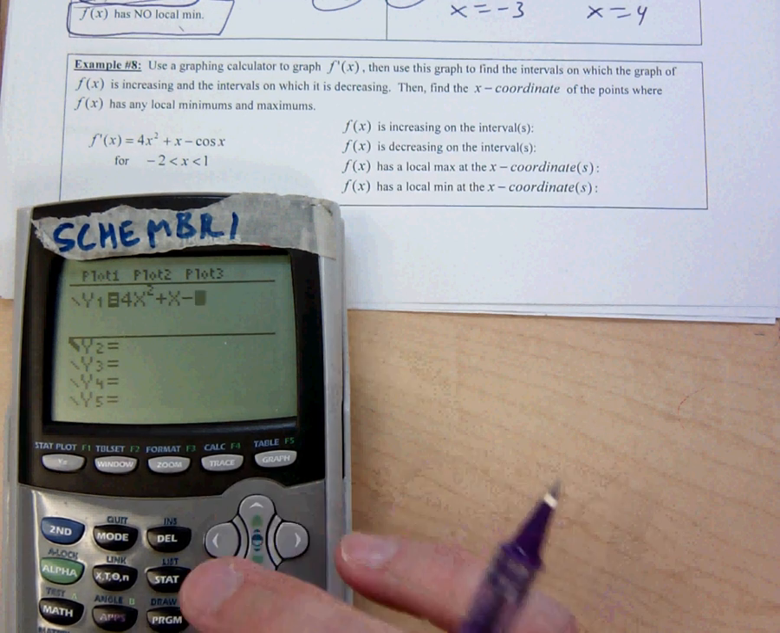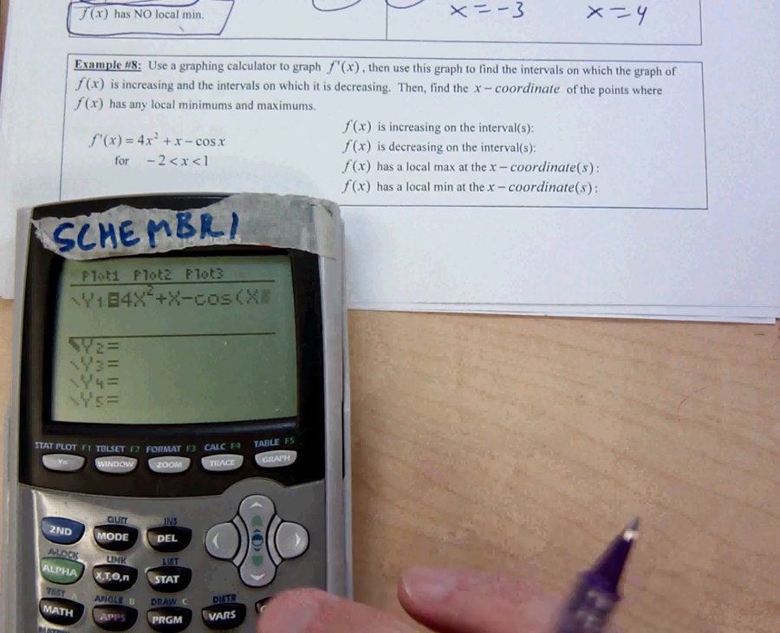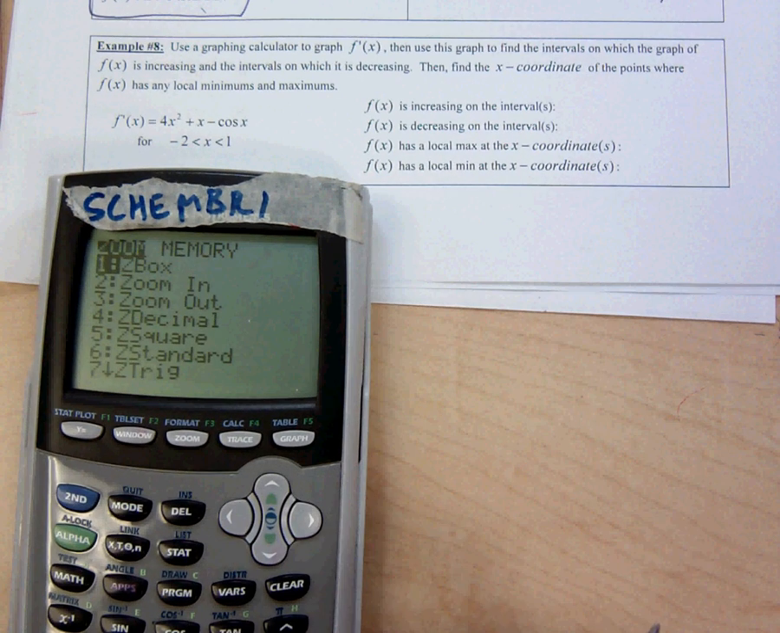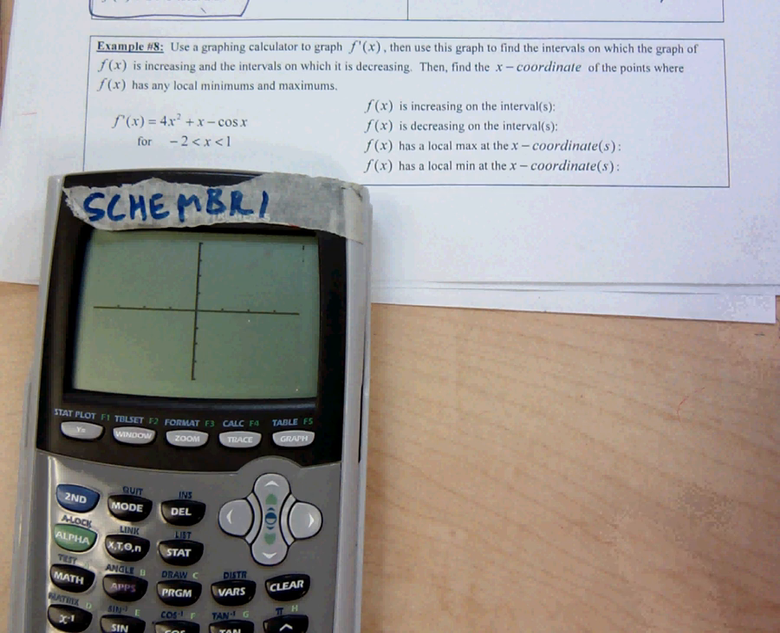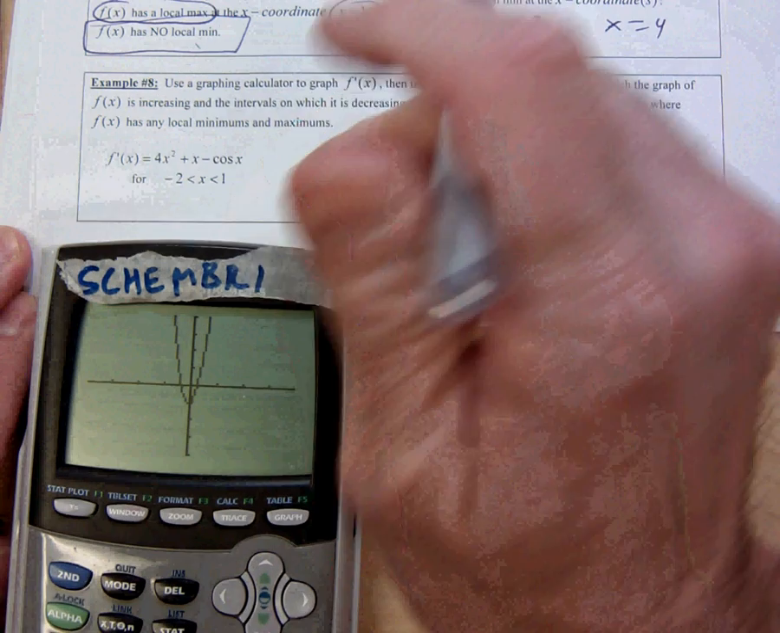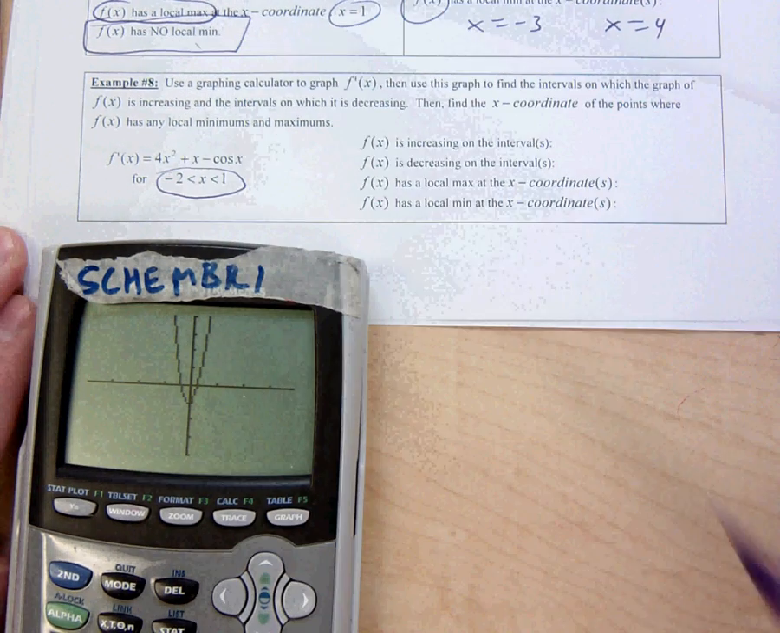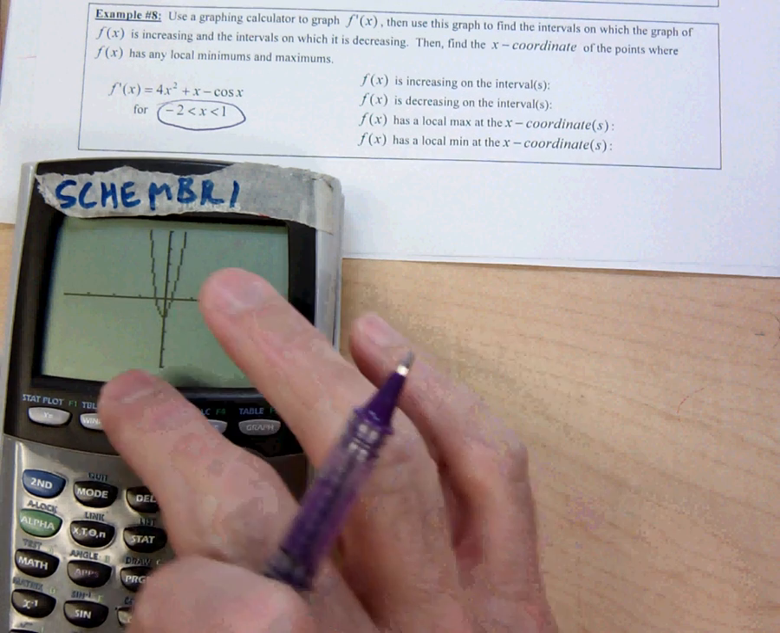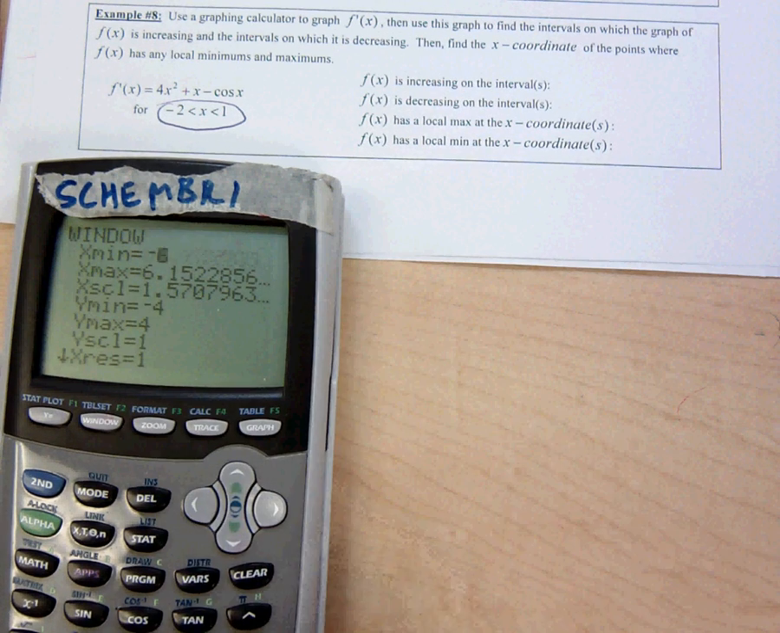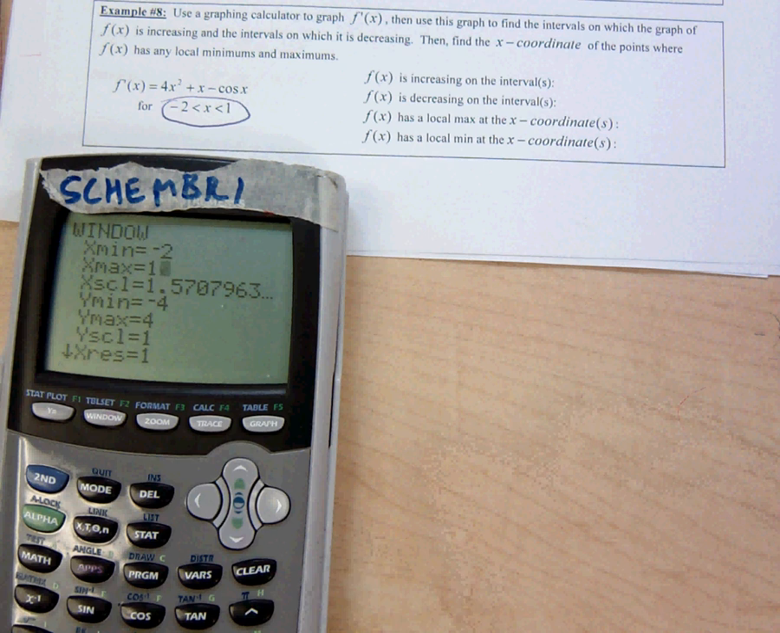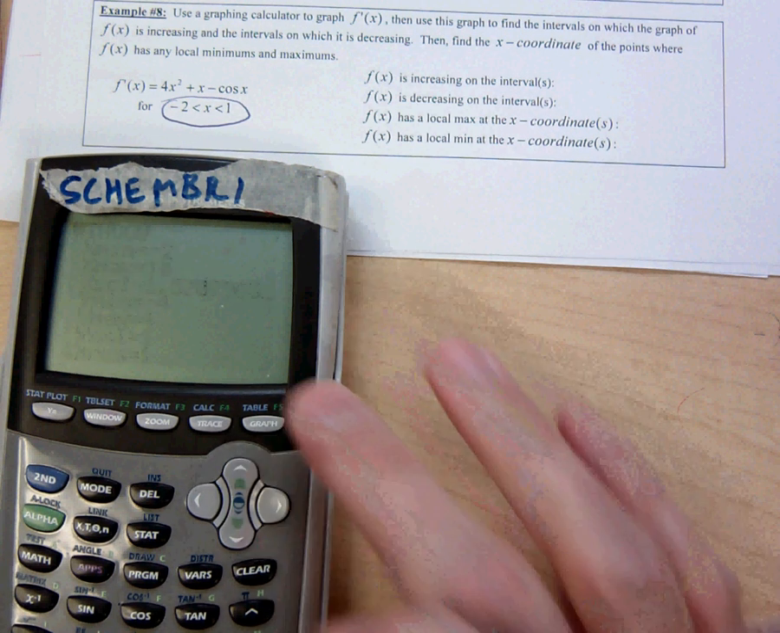Make sure you're in radian mode, by the way. Okay. All right, so I'm going to start by hitting Zoom, Z Trig, right? Z7, right? All right, now wait. I only want to be on what interval? Negative 2 to 1. Okay. I don't know where that came from, but that's okay. Are we good, guys? All right, now hit graph.